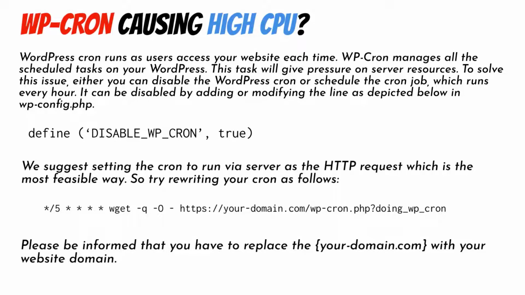It can be disabled by adding or modifying the line as depicted on screen in wp-config.php. We suggest setting the cron to run via server rather than as an HTTP request, which is the most feasible way. So try rewriting your cron as appearing on the screen.